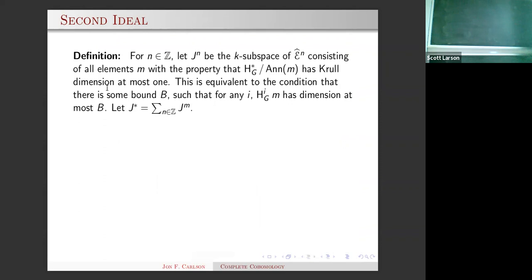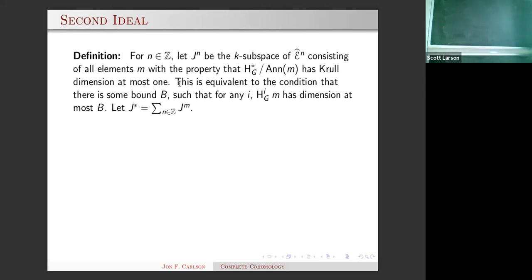There's a second ideal. Now, if I just use the cohomology ring of the trivial module, that's this H star G, that is a graded commutative ring. And so using that, I can call upon notions from commutative algebra. In particular, the notion that I want is Krull dimension. This time I'm going to take the set of all elements M with the property that H star G modulo the annihilator of M has Krull dimension at most 1.